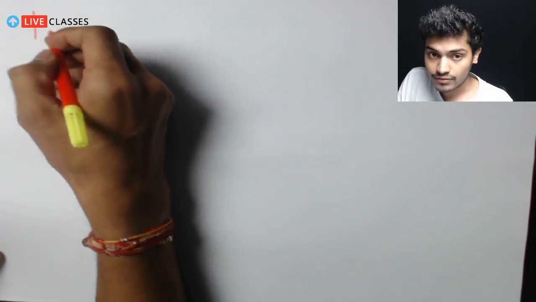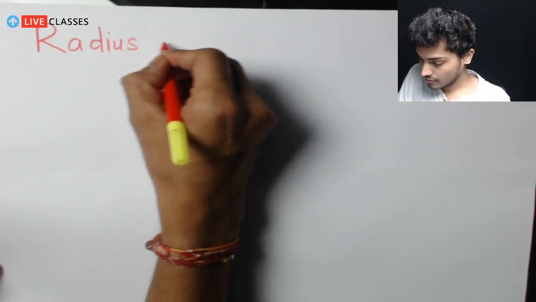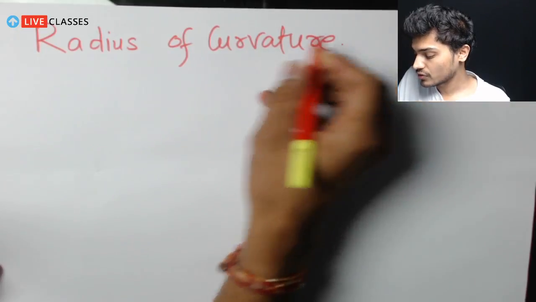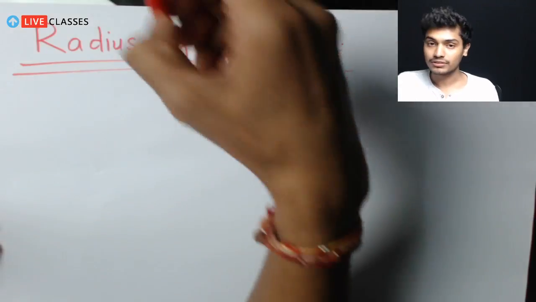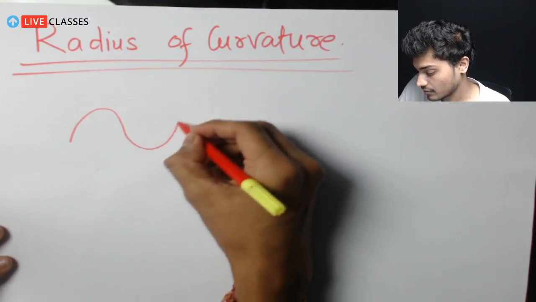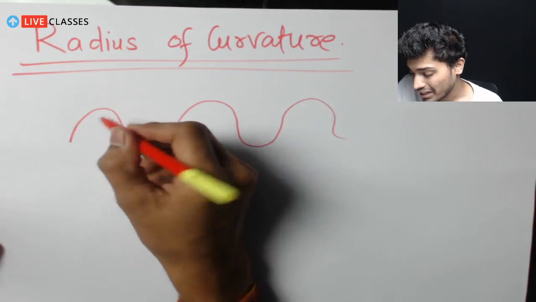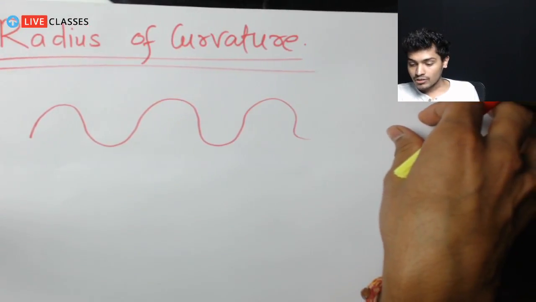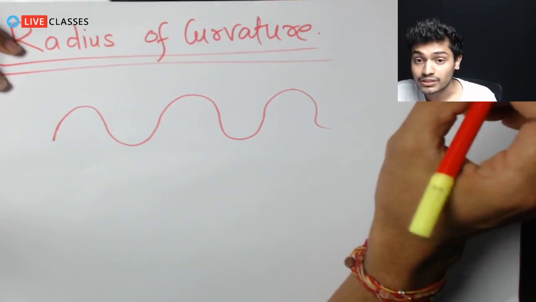So, radius of curvature. In radius of curvature, basically, suppose some general curve will be given to you. For example, this curve, or might be any curve like this. We can consider this curve as a combination of an infinite number of circular segments.